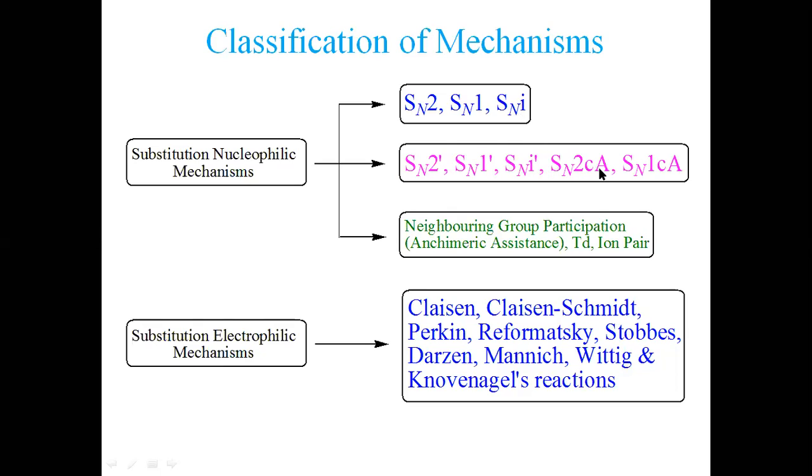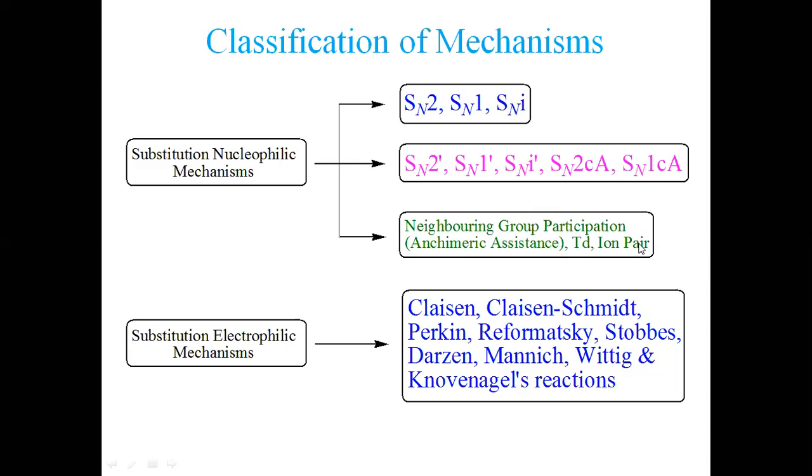SN2CA stands for substitution nucleophilic bimolecular conjugate acid. This shall be an entirely different mechanism, with an entirely different aliphatic substrate we are using for that. SN1CA stands for substitution nucleophilic unimolecular conjugate acid. CA stands for conjugate acid. And the last one is neighboring group participation. This is also called anchimeric assistance. So both are the same, no difference at all. Similarly, the SET mechanism, you shall also come across.